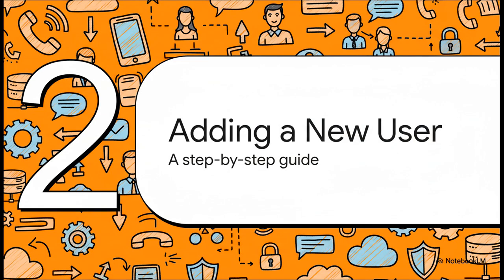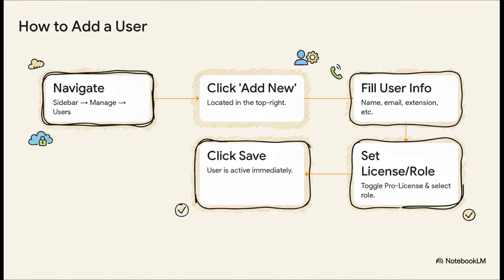Okay, now that we've got those key concepts down, let's get into the fun part. I'm going to walk you through, step by step, how to actually add a new user to your account. It's a really straightforward 5-step process. You basically just navigate to the right spot, fill in some info, and click Save. Let's take a closer look at what you'll be doing.